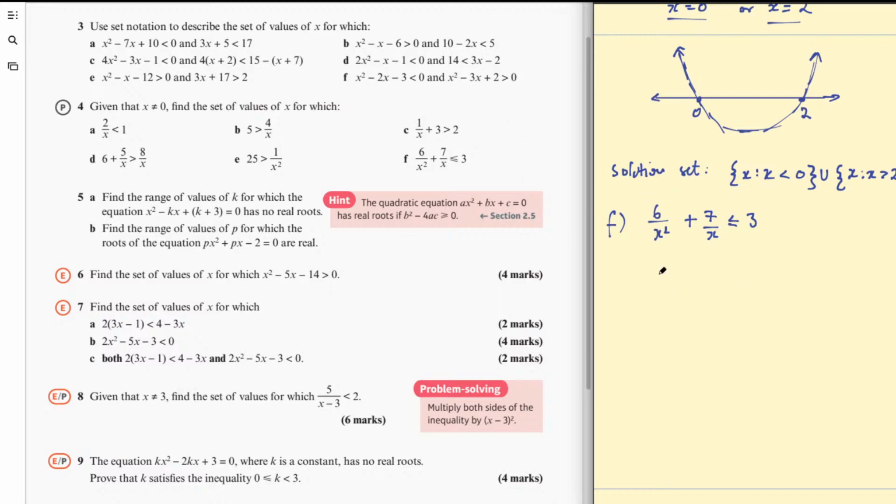Anyways, multiplying through by x squared, we get 6 plus 7x less than or equal to 3x squared. And then bring everything onto the same side. We will have 3x squared take 7x take 6 greater than or equal to 0, whoops, almost made a critical error there, because I brought everything over here. So just notice the direction of the inequality signs. Try not to make mistakes there. It's easy to mess up.